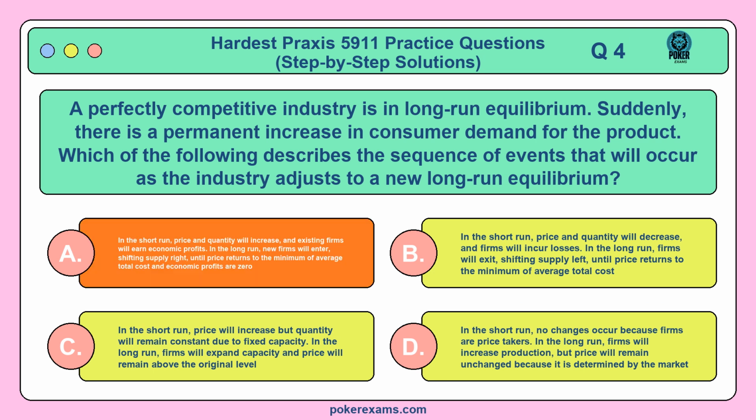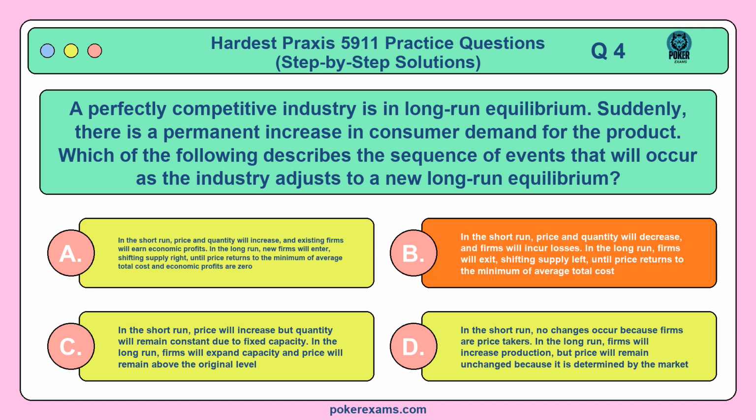Option A. In the short run, price and quantity will increase, and existing firms will earn economic profits. In the long run, new firms will enter, shifting supply right, until price returns to the minimum of average total cost and economic profits are zero. B. In the short run, price and quantity will decrease, and firms will incur losses. In the long run, firms will exit, shifting supply left, until price returns to the minimum of average total cost.